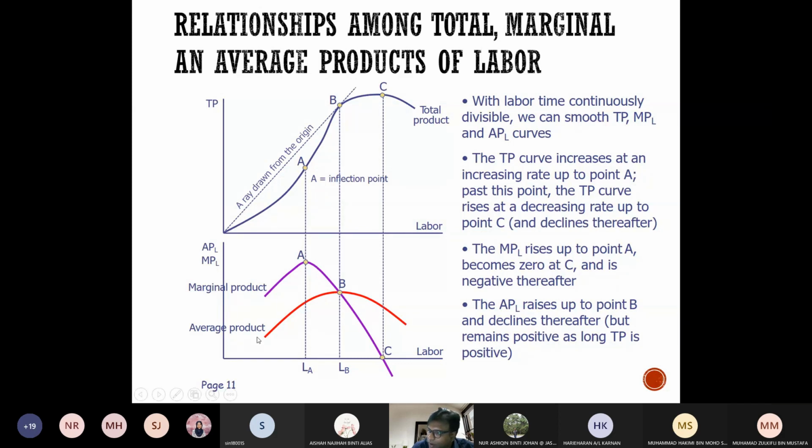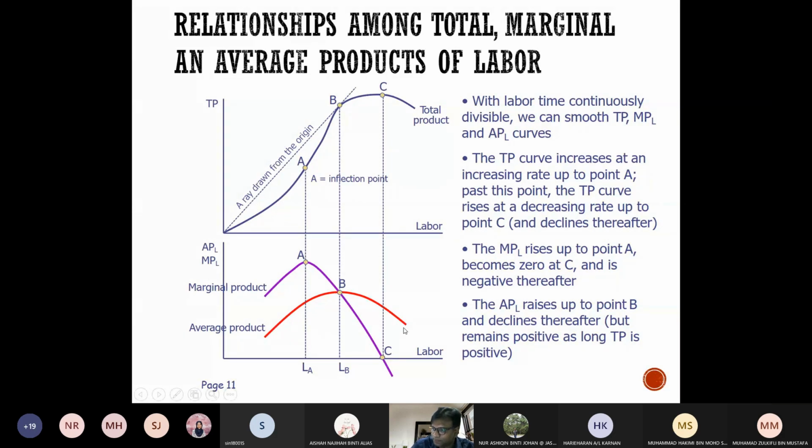The average product rises up to point B. Point B is the maximum of the average product, and then it declines thereafter. So the maximum they can produce is at point B. This is the point that shows the maximum average production, at point B, and then it declines.